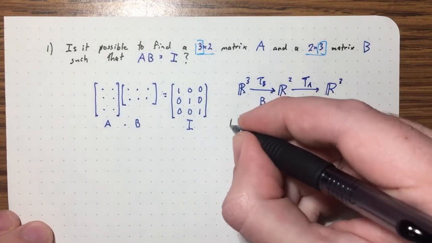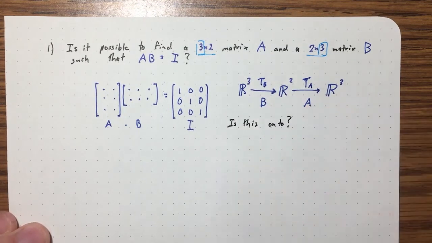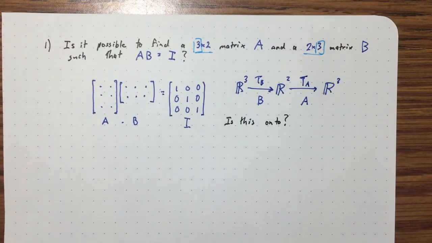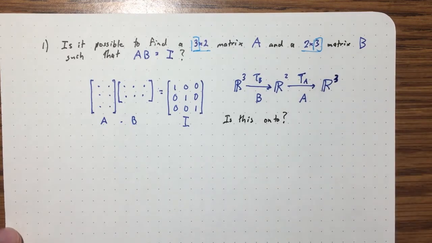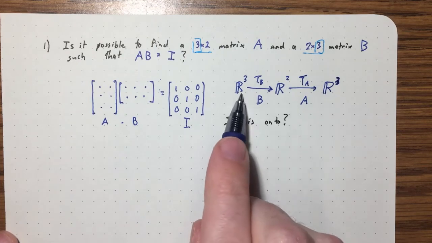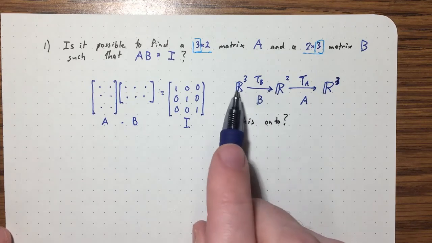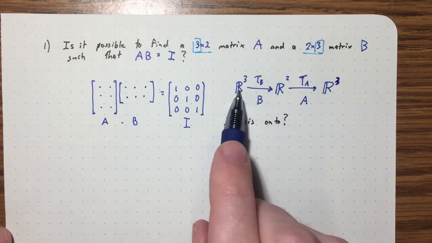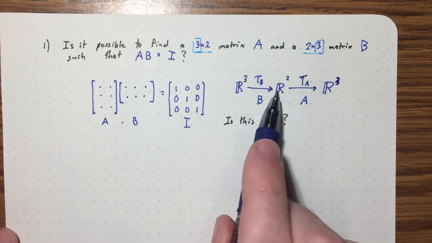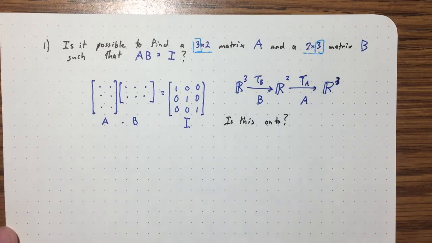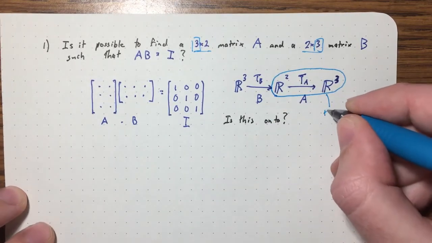Here's a question. Is this onto? What do you think? Can this transformation be onto? Well, I don't know whether TB is onto or not. It could be onto, this part here. But then every vector here is going to be sent somewhere in R2, okay? And then these vectors are going to be sent somewhere in R3. But look at this second transformation. I'm going from R2 to R3. That can never be onto. So this can never be onto.